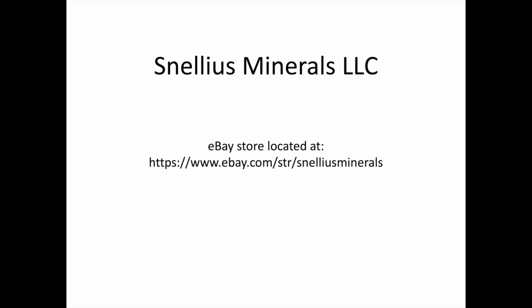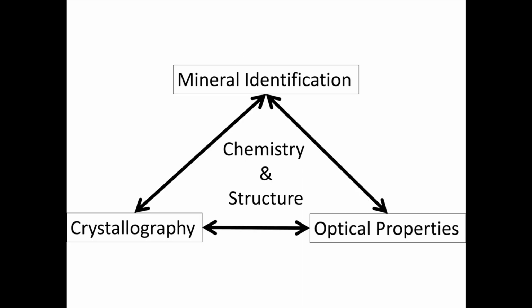When looking at a mineral, it's important to remember some of the basics. So when we have a mineral, it is defined by its chemistry and structure. The chemistry and structure will determine the crystallography we see at the macro scale, as well as the optical properties that we see. Usually, if we can figure out any two pieces of the triangle shown here, we can then also figure out the third because they're all ultimately linked by that chemistry and structure.